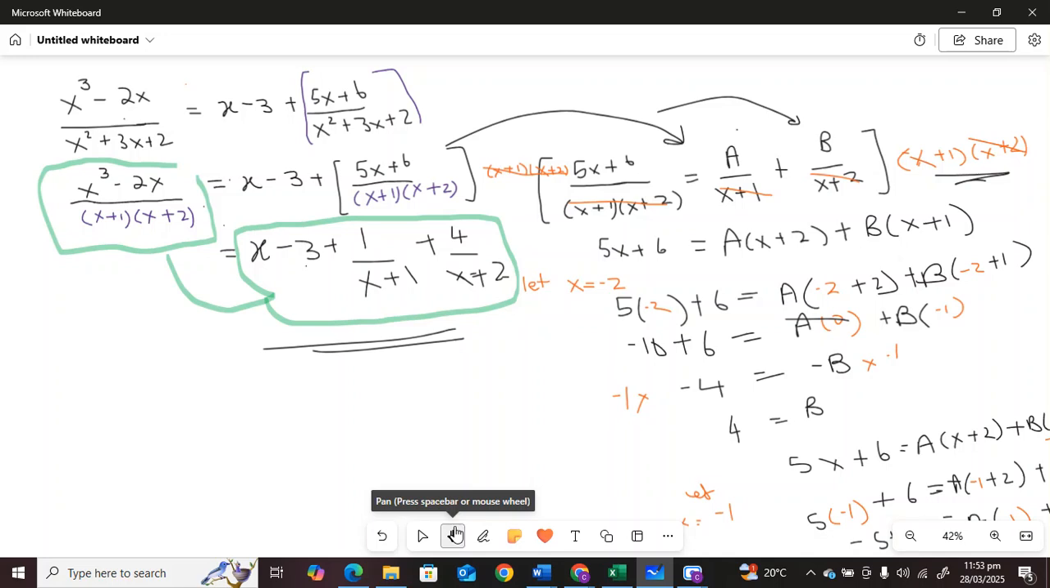What you're asking is whether there's a way to skip the long division and just come to this process here. Unfortunately, no.